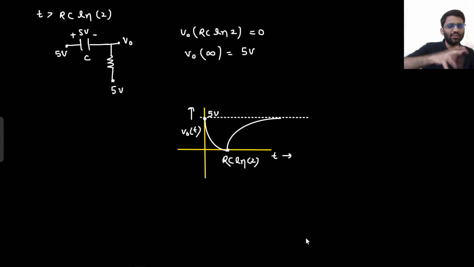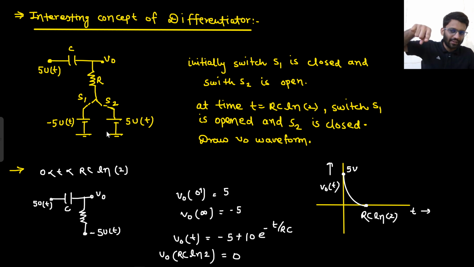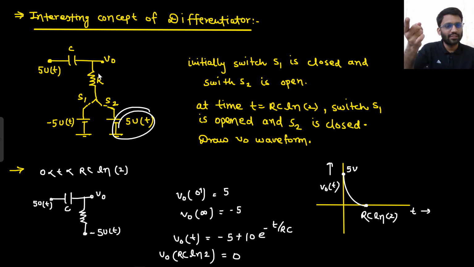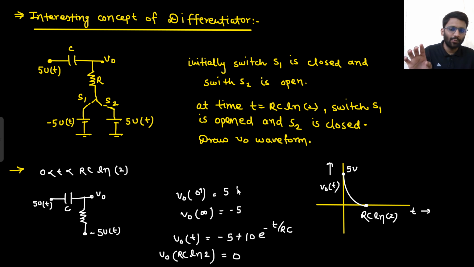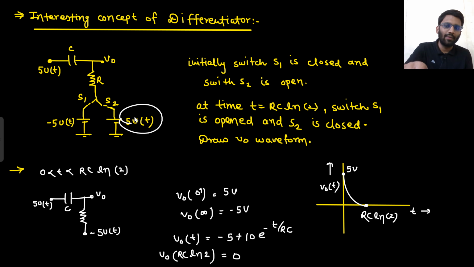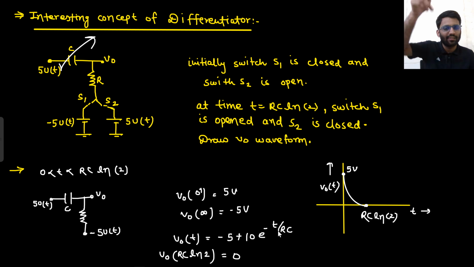This concept we are going to use in this problem only. So that's why I told you here. Basically, when there was minus 5 volt, the V0 target was to go to minus 5. But after that, when it was 5 volt, the V0 target became to go to plus 5. Initially, the target of V0 was to go from 5 to minus 5. But then suddenly the switch was changed. So now the target becomes plus 5, because at steady state the capacitor is going to be open circuited. If the capacitor is open circuited, the resistor will drive 0 ampere current.